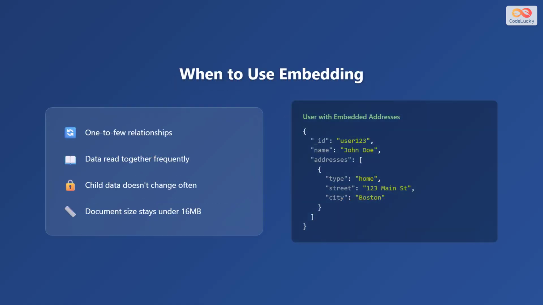So, when should you choose embedding? Consider embedding when you have one-to-few relationships, when data is read together frequently, when child data doesn't change often, and when the document size stays under 16 megabytes.